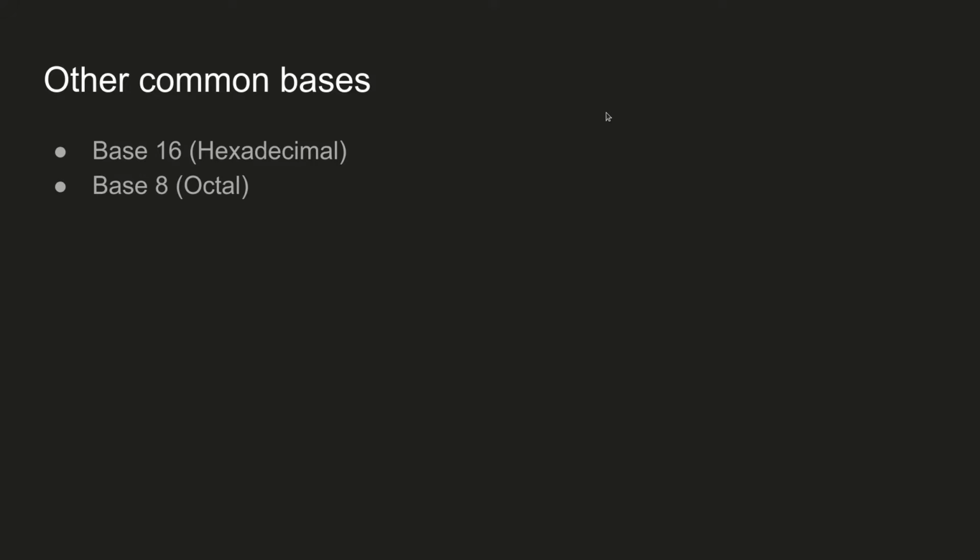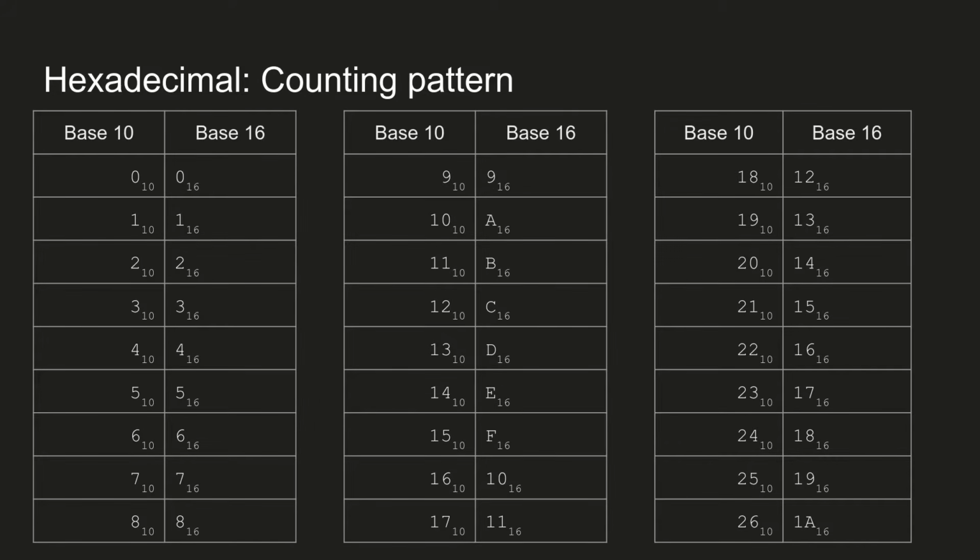So here's a counting chart for hexadecimal. As you can see, it's base 16, so it actually has more digits to use than our normal base 10. Whereas base 2 or binary had fewer digits to use, base 16 has more. You can see that when you get to 10, it's still single digits. It's A, B, C, D, E, F, and it doesn't wrap around until 16.